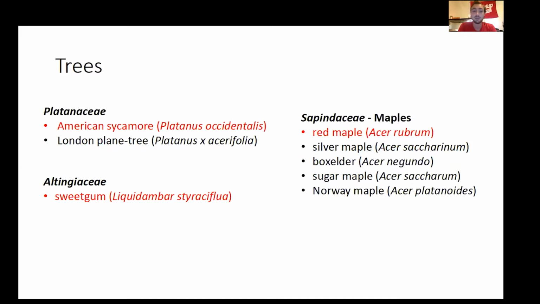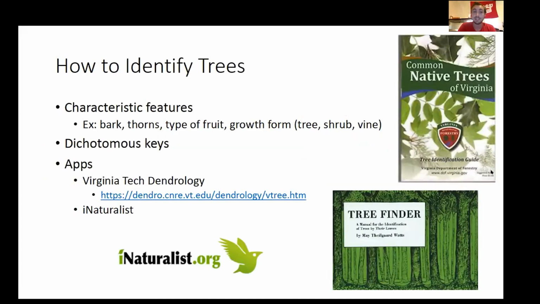Same goes for sweetgum. There are other genera within the Altingiaceae, but Liquidambar is the only one native to the United States, our sweetgum. And red maple, the Sapindaceae, is a little bit different. That includes our maples and horse chestnuts, and there are over 138 species within that family. Like I said, not related taxonomically, but we will discuss their similarities when we get to the leaf portion of our presentation. So how to identify trees?